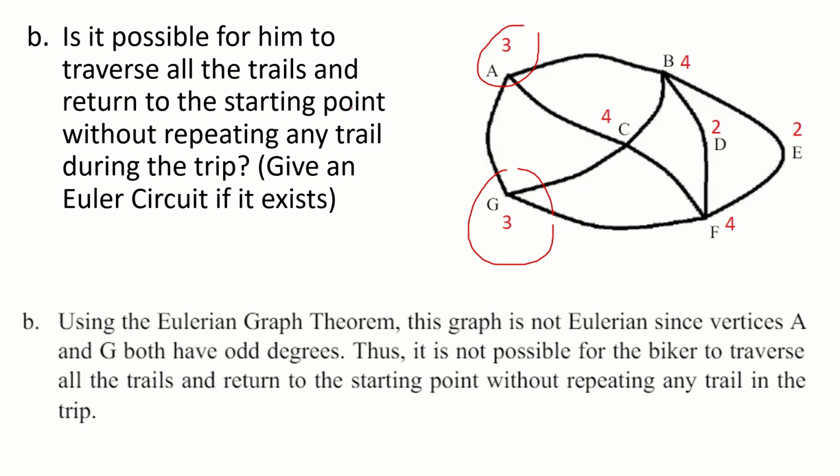Okay, so take note when we talk about an Euler circuit, it is a closed path. It must start and end with the same vertex, traversing the graph without any repetition of edges. Okay, the same is true with the Euler path, but in an Euler path, it does not necessarily start and end with the same vertex.